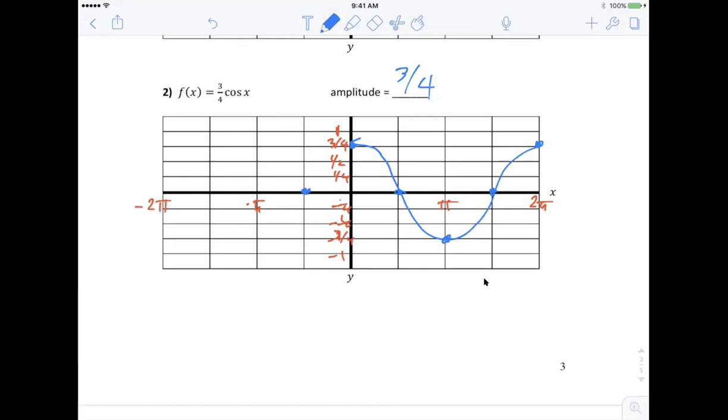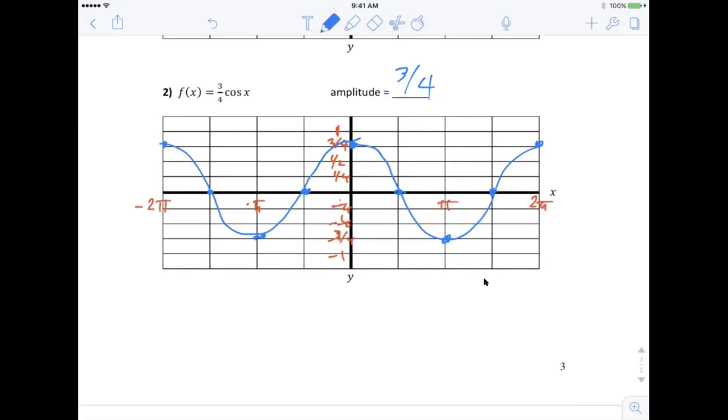Middle, bottom, middle, top. All right, and continue it on that way. And there's your graph. So in this section you're getting used to graphing different sine and cosine waves with some translations, reflections, stretches, that sort of thing.